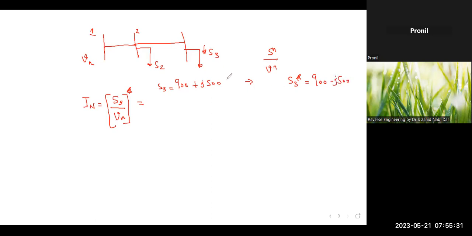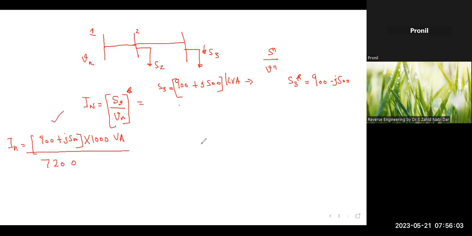And this value was given in terms of kVA, right? So we'll write this equation for In here. The value of In would be equal to 900 plus j 500 into 1000 volt amps divided by Vn. Vn is 7200. The first step of In is done.